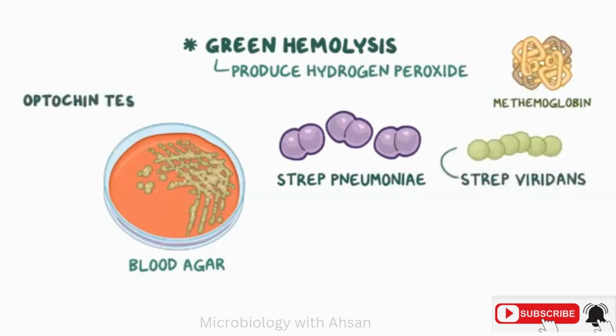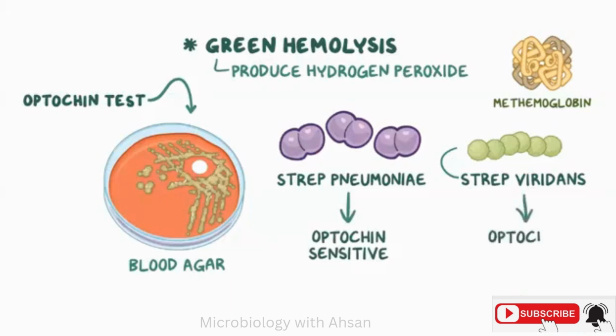So an optochin test is done to distinguish strep pneumoniae. That's where an optochin-containing paper disc is placed on a plate of blood agar that has been inoculated with the bacteria. With strep pneumoniae, the growth of the bacteria is inhibited in the zone that surrounds the optochin disc, meaning that strep pneumoniae is optochin sensitive. On the flip side, strep viridans are optochin resistant, meaning that there's no inhibition of growth around the optochin disc.